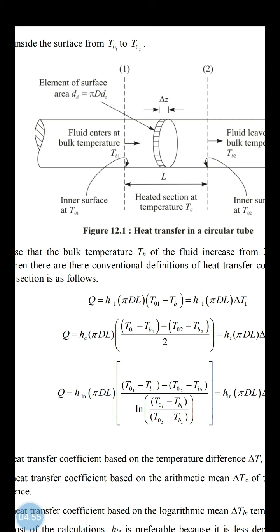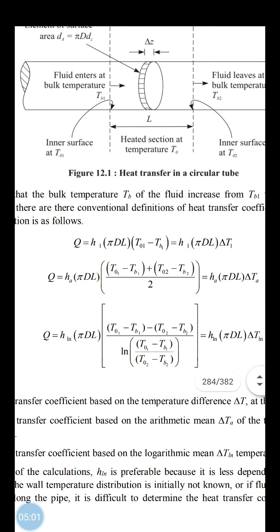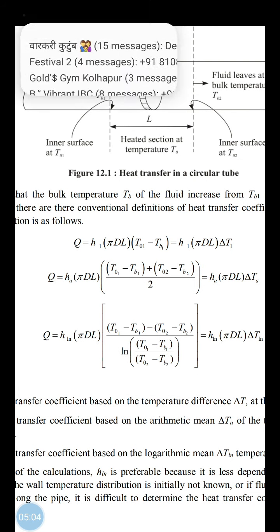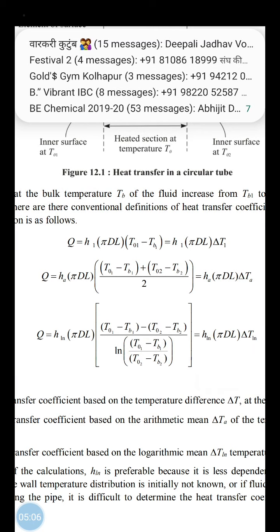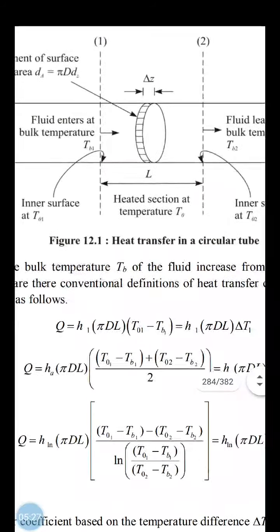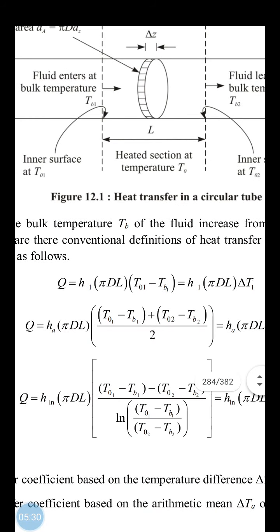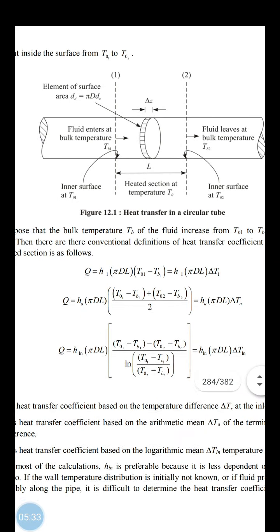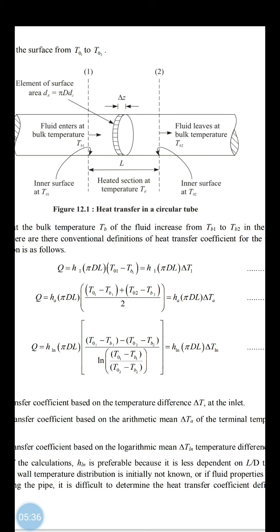The definition of heat transfer coefficient for the fluid in a heated section is given as follows by three different definitions. The first one is Q is equal to H into delta T into A, where A is pi dl. So you can write H1 into pi dl, that will be the area, HA delta T. What will be delta T? It will be T naught 1 minus TB1. So T naught 1 and TB1, if you see, it is the initial temperature difference. So this H1 is nothing but the heat transfer coefficient based upon the temperature difference at the inlet.